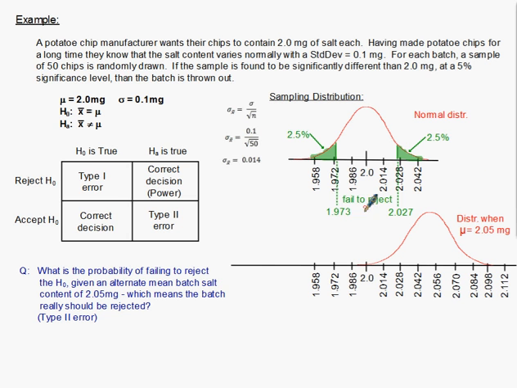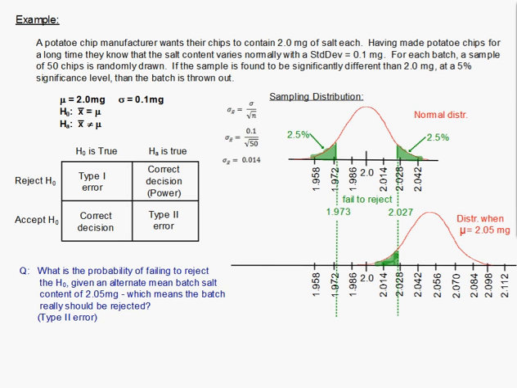Here is, of course, our region in which we're going to fail to reject. And if we extend that down, we can see that there are going to be some sample means that, even though we should be rejecting this batch because the salt content is too high, a few samples are going to essentially read low, and we're going to fail to reject. And so that's going to be our type 2 error.